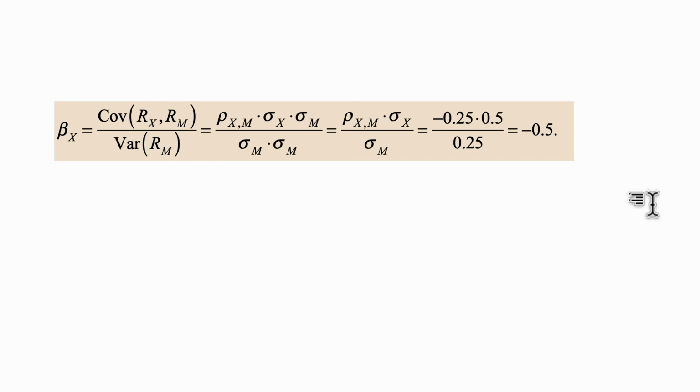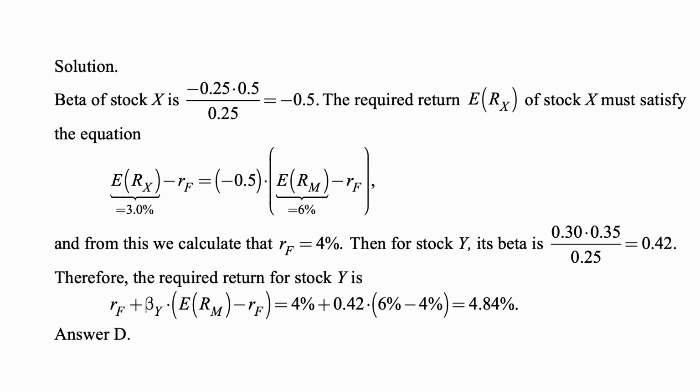So that's where the formula comes from. Here it is again. The required return of stock X must satisfy the equation that the expected return of Rx minus the risk-free rate is equal to negative 0.5, the beta, times the expected return of the market minus the risk-free rate. The expected return of X is 3%. For the market, 6%. We plug those in, and then this becomes an equation in which only the risk-free rate is unknown, so we calculate the risk-free rate from that to be 4%.